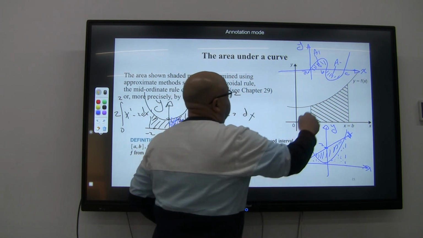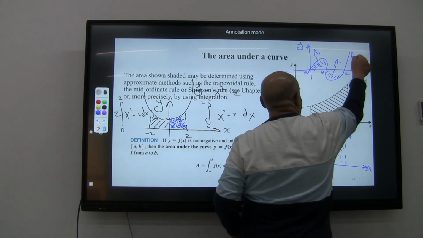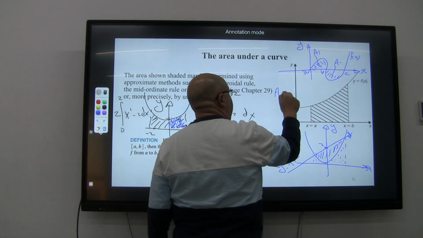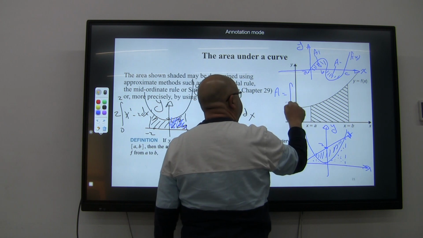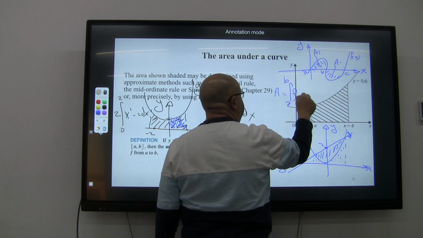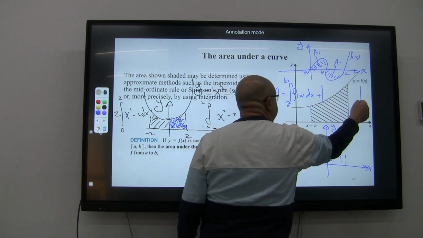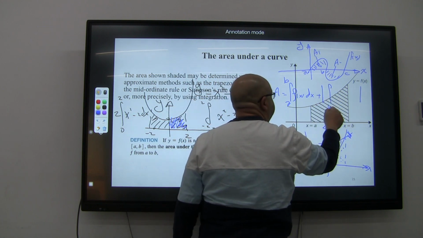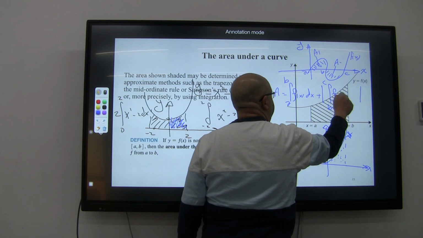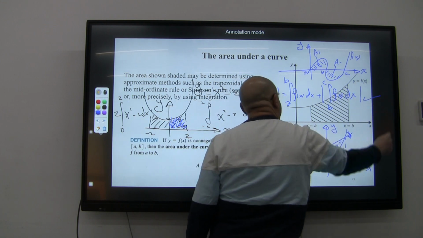So simply, if this is f of x, we can get the area required from A to C by integrating from A to B f of x dx, then plus the absolute value of the integration from B to C of f of x dx, and you are all set.